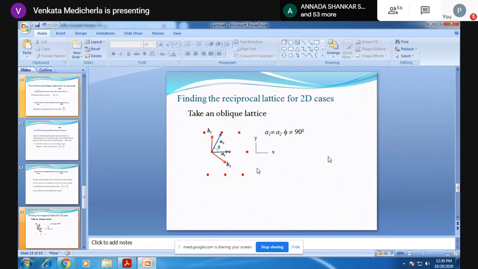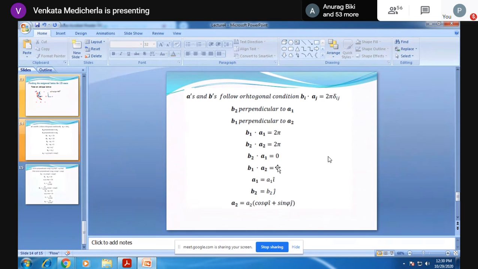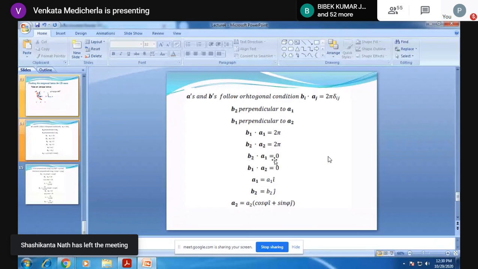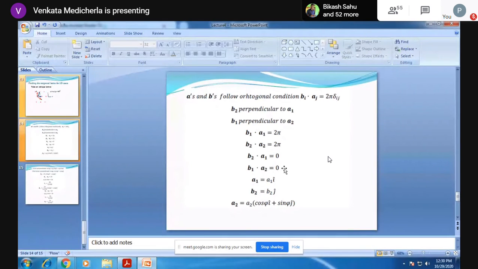Okay. So now you look at this. A1, A2 are here. Then we have to find B1 and B2. That's the reciprocal lattice vectors. Okay. So A's and B's follow orthogonality condition. Bi dot aj is 2 pi delta ij. This condition has to be followed. That means B2 is perpendicular to A1, B1 is perpendicular to A2, and B1 dot A1 is 2 pi, B2 dot A2 is 2 pi, B2 dot A1, because they are perpendicular, that is 0, B1 dot A2 is 0. These are the 4 relations you will get from this orthogonality condition actually.